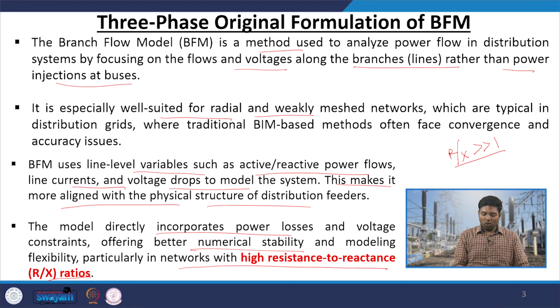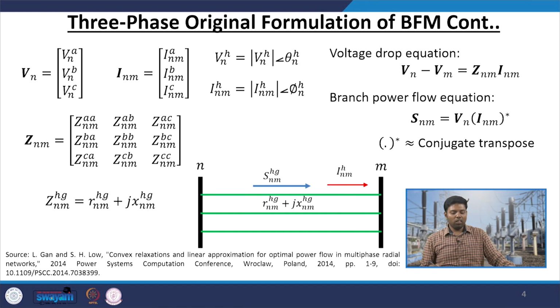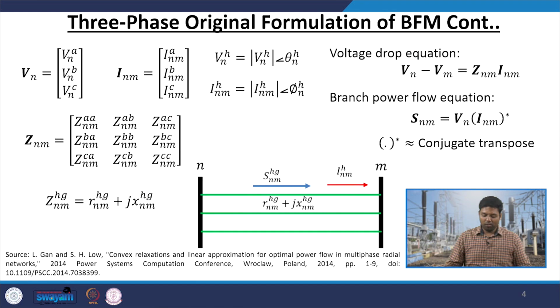So, your BIM is a universal model that you can use for low R by X networks or for high R by X networks, both. But BFM will not work for a low R by X ratio network. So, similarly, we will start with the BFM formulation.